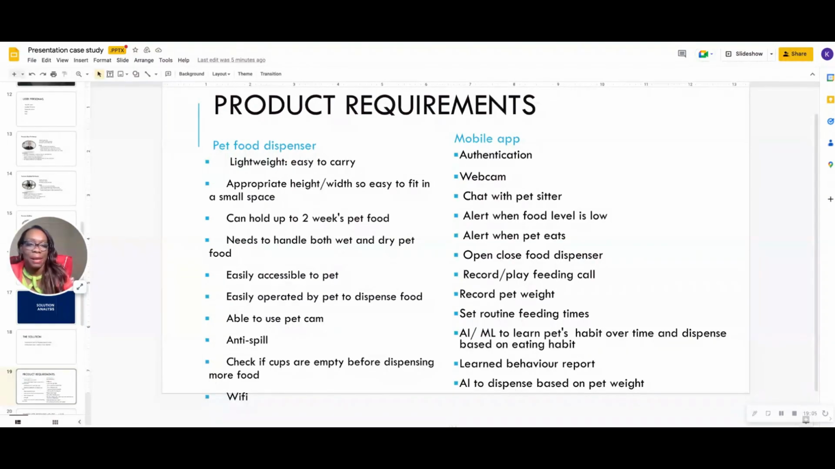AI ML to learn pets' habits over time and dispense based on eating habits. So if every time the pet comes and eats in the morning by 8:30, or between 8 and 9, then it can learn that behavior and start dispensing food, and make sure that if it's empty, it just fills it up, because it knows the pet is coming to eat at that time. Learn behavior reports. If there's anything weird or a nuance that they can track, they can send that to the pet owner so the pet owner can know.